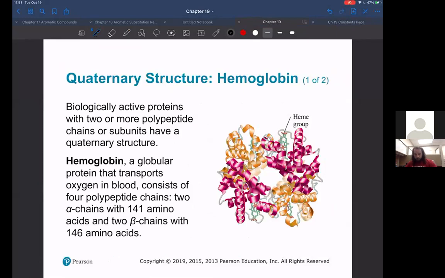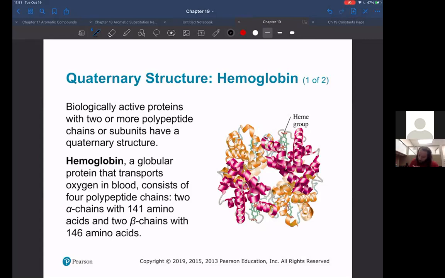Okay, quaternary structure. So again, how a polypeptide folds back on itself is a tertiary structure. A quaternary structure is found in proteins that are made up of more than one polypeptide chain. So there are some proteins out there that are just one polypeptide chain. Other proteins are multiple polypeptide chains. Each one has folded onto itself and made its tertiary structure. And then those different folded polypeptides associate with one another to form a quaternary structure.